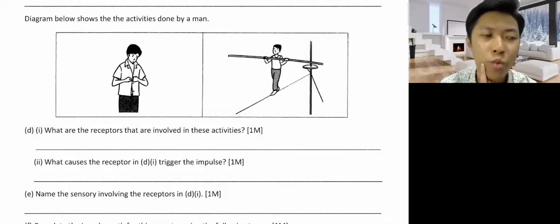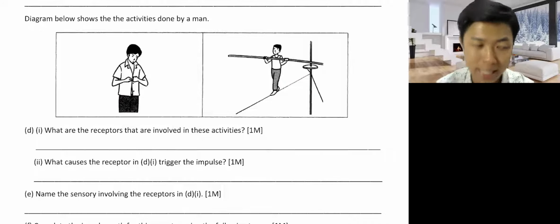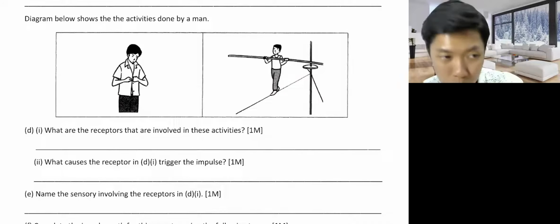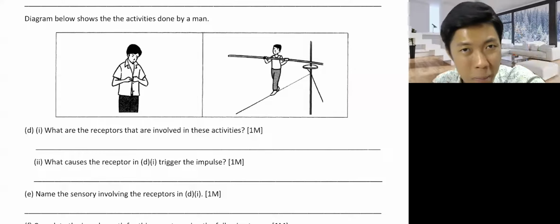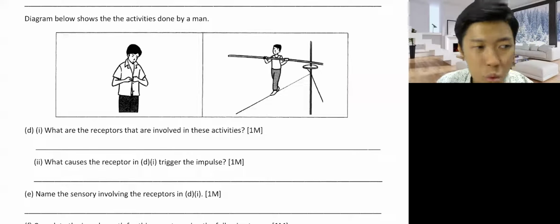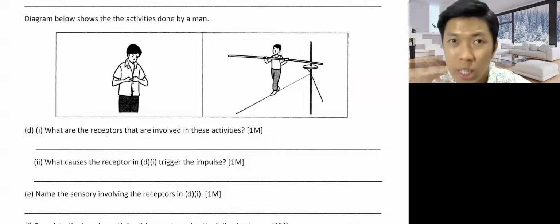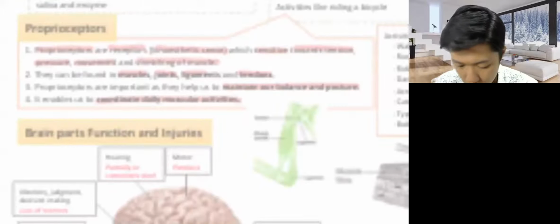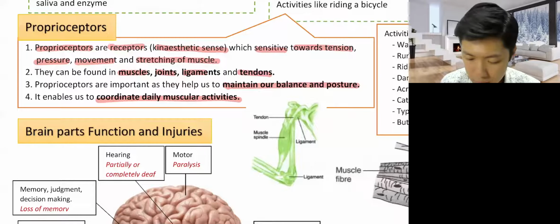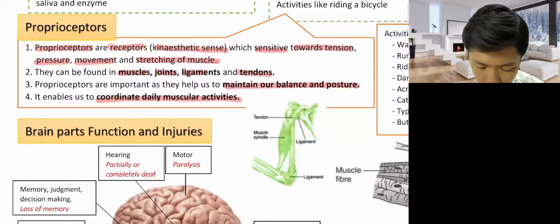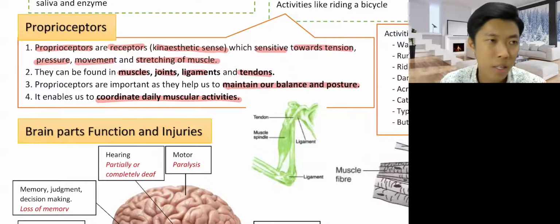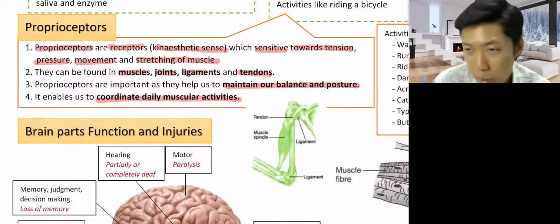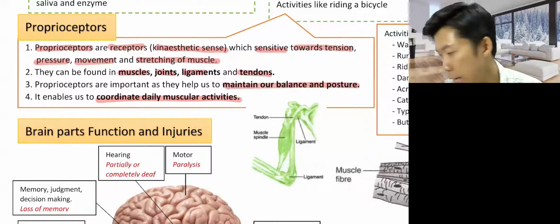Okay, what causes the receptor in D1 to trigger the impulse? That means asking what proprioceptors are sensitive to. Like your eyes are sensitive to light, so when light hits your eye it triggers an impulse. So what causes the proprioceptors to trigger the impulse, which is the 4 things, right? Proprioceptors are sensitive towards tension, pressure, movement, and stretching of muscle. There you go, this is your answer, half of it. That's what will trigger the impulse produced by proprioceptors. Okay, there you go.